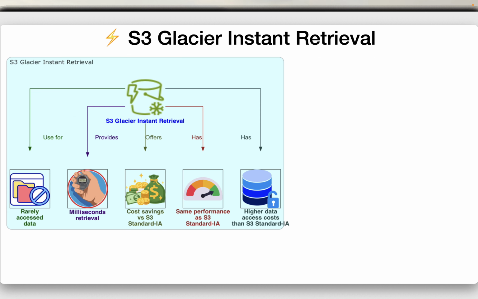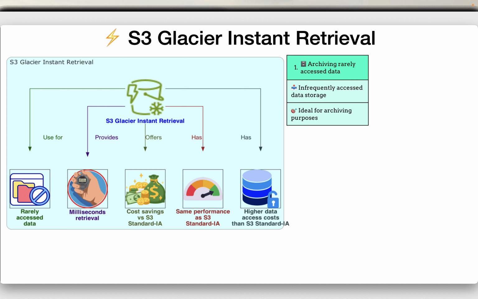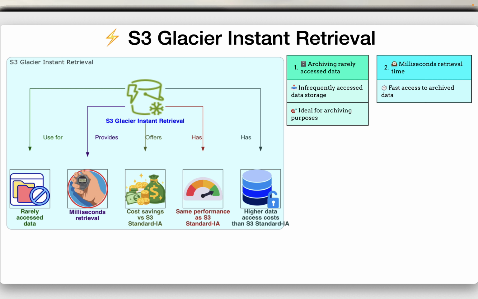Okay, first storage class, S3 Glacier Instant Retrieval. S3 Glacier Instant Retrieval is designed for storing data that is infrequently accessed, making it an ideal solution for archiving purposes. When data stored in S3 Glacier Instant Retrieval is needed, it can be retrieved in milliseconds, providing fast access to archived information.